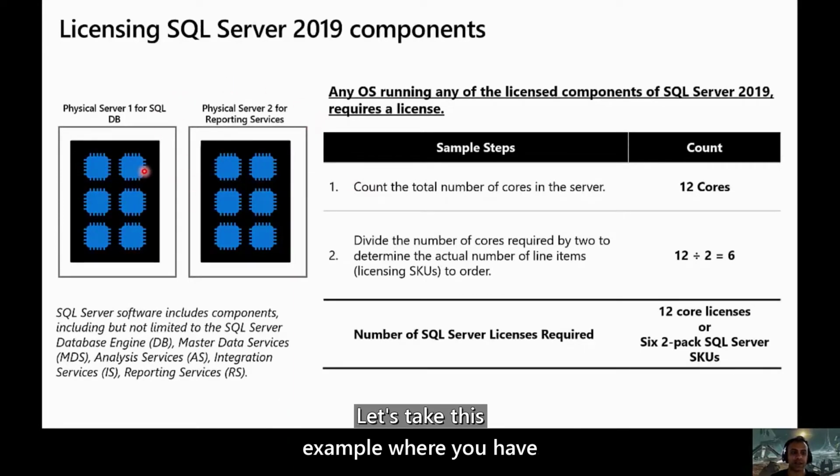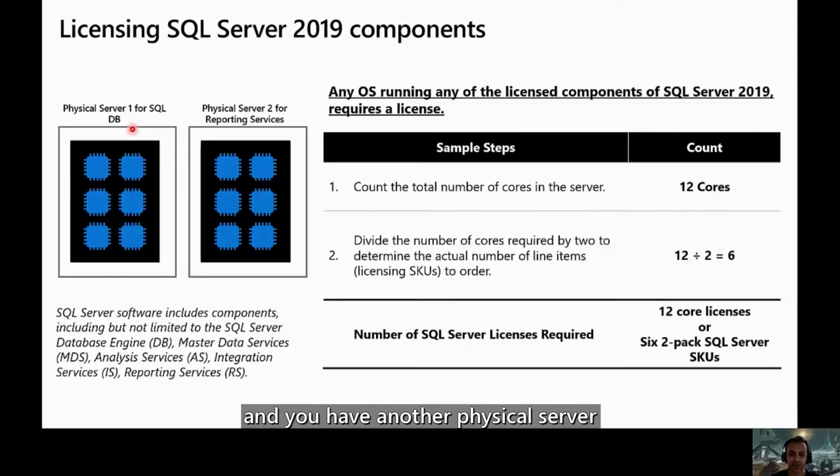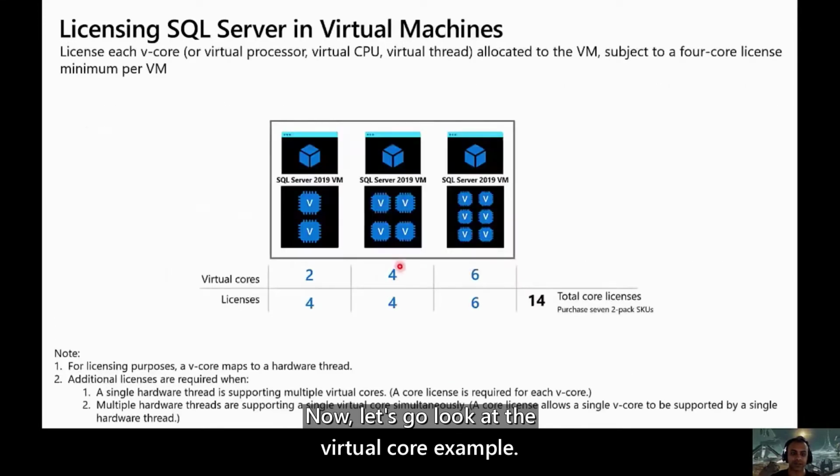So let's take this example where you have a physical server that is running a SQL Server database engine, and you have another physical server that is running Reporting Services. In both these scenarios, you will have to license six cores for the first server and six cores for the second server. So in total, you would need 12 cores. If both of these were virtual machines, you would still need 12 cores because you have to license by the virtual cores. Now, let's look at the virtual core example.